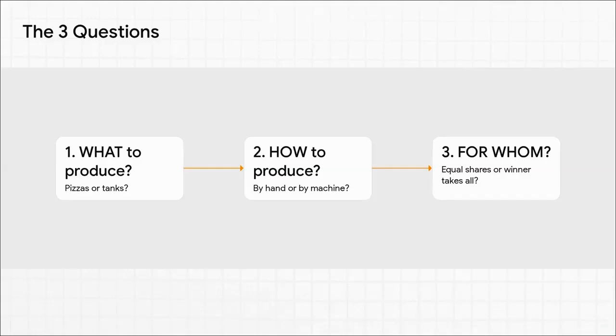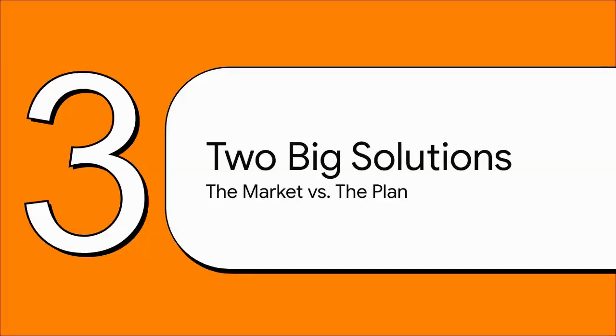And then there's the big one, maybe the most important one. For whom are we making all this stuff? Does everybody get an equal slice of the economic pie, or do we have a system where the winner takes all? So for the last 100 years or so, two really big competing ideas have come about for how to answer those three questions. It's helpful to think of them as being on opposite ends of a long spectrum.